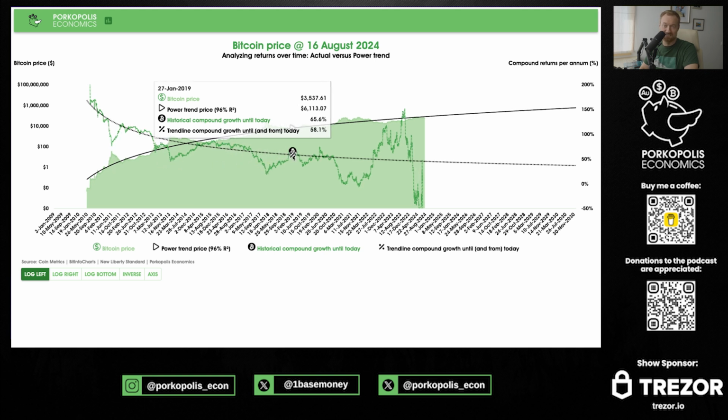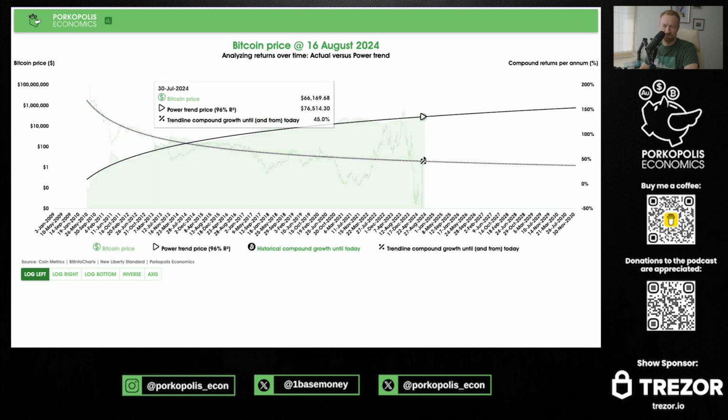I'm looking at the dotted black line here. We go down from 125% per year, even higher, right? 150%, if you bought it around Bitcoin Pizza Day, 160% per year return for Bitcoin. The actual compound growth return today, 45% per year.